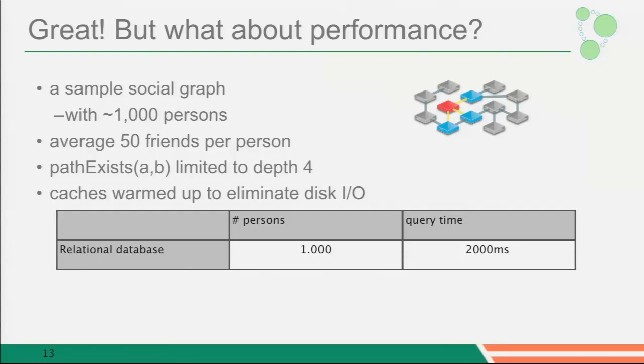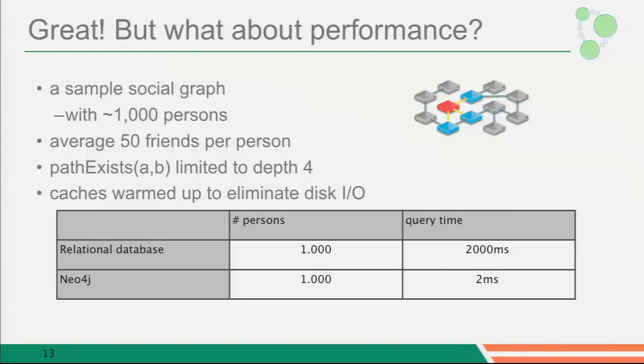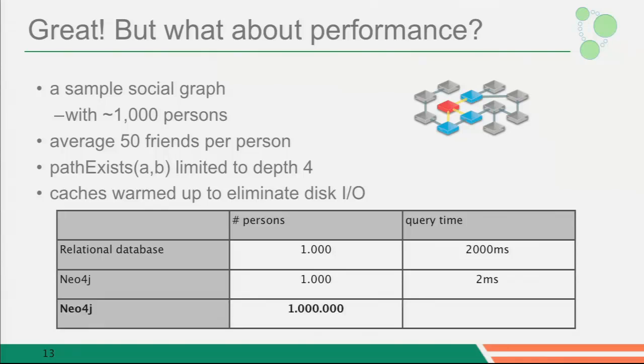So anyways, we ran this in Neo4j, and no surprise, it's a lot faster, right? In fact, it's 1,000 times faster. So we were super happy about that. But we ended up not stopping there. We wanted to see, how does it scale, right? So in Neo4j, we then added 1 million people.